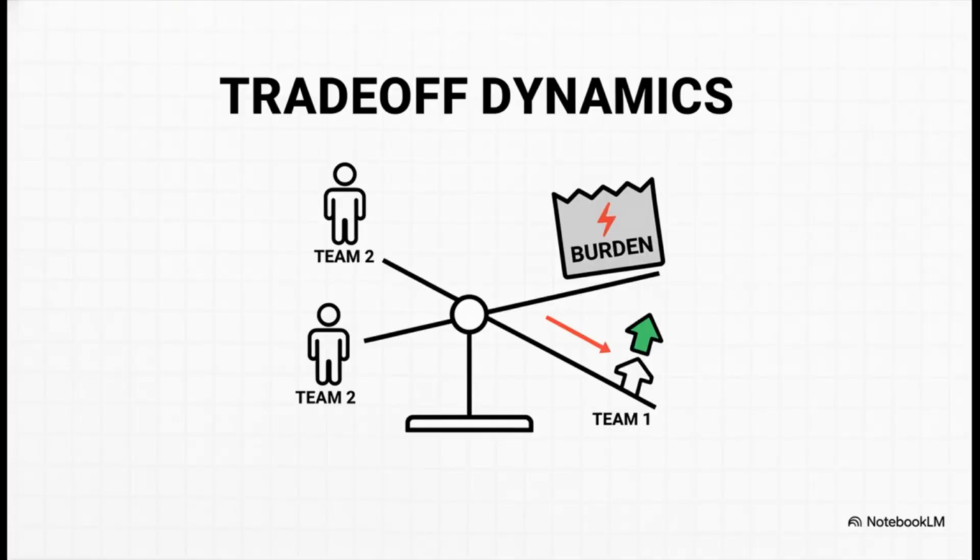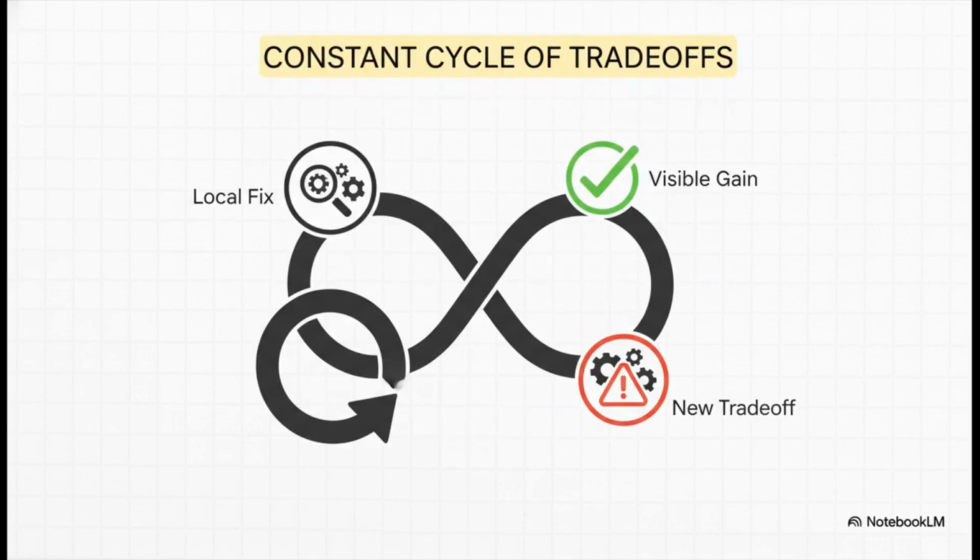The core dynamic is that when you optimize one part of a system, it very often creates a new strain on another part. A gain in efficiency for one team might become a new burden or source of friction for another. The system is structured to favor visible, local gains, because those are the easiest things to measure and reward. This creates a constant cycle where solving one problem simply generates a new set of trade-offs that have to be managed somewhere else.